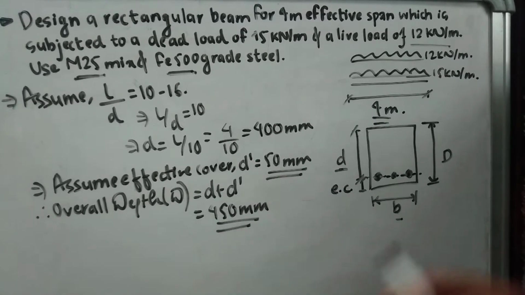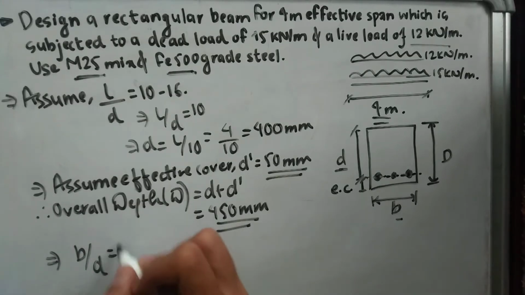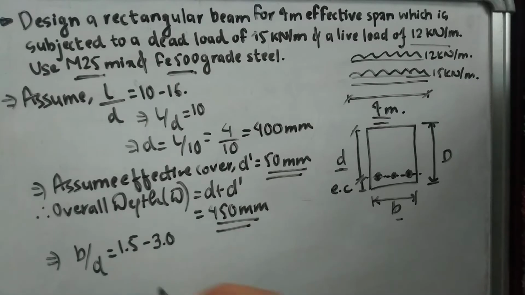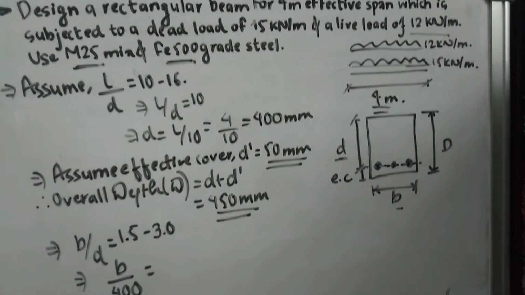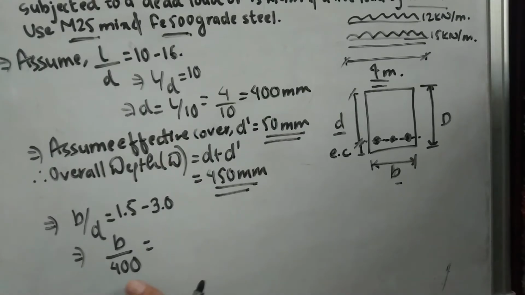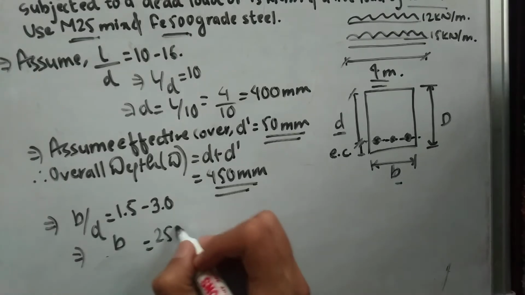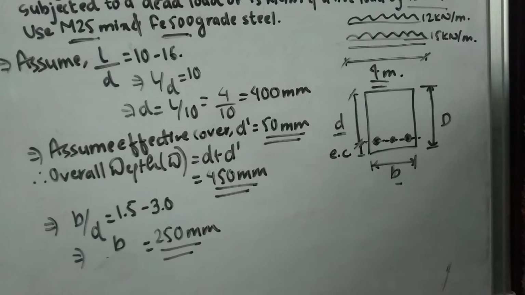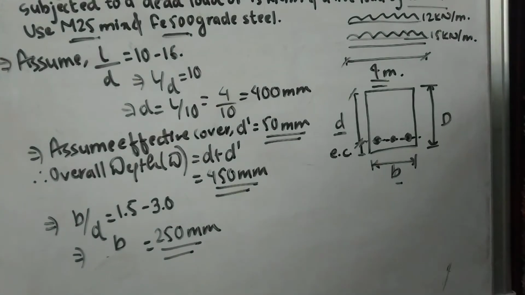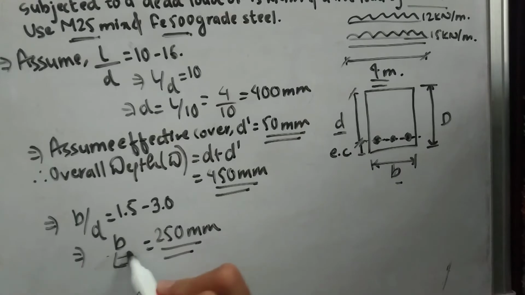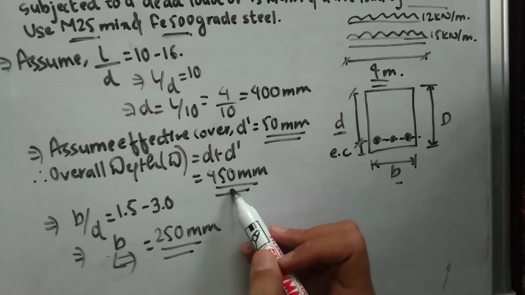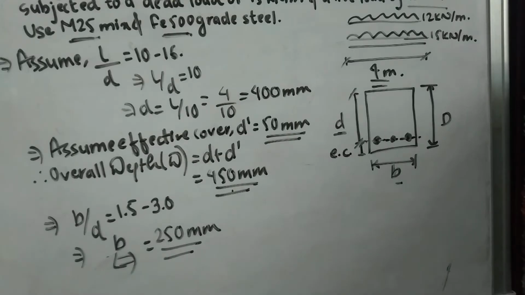Next, as I mentioned before, I am going to need the b. So the next rule is we are going to assume b by d somewhere in the range of 1.5 to 3.0. So we need to find the value of b. I have the value of d as 400. You can choose any value in that range, and on doing this I'm going to get my value of b as 250 mm. So you can directly assume the breadth as 250 mm. The breadth is always going to be less than the depth, so you can make an assumption of some value less than 450, which can be like 200, 250, 300, anywhere.